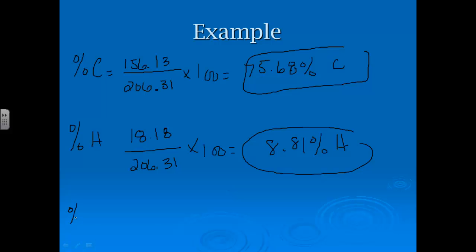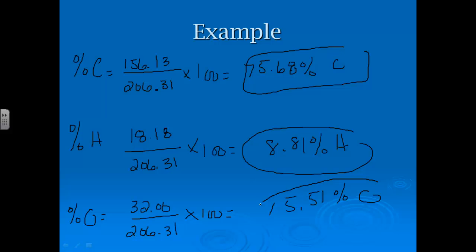And then last but not least, for your percent of oxygen, you should have had 32.00 divided by 206.31 times 100. That's going to give us our 15.51% of oxygen. Okay, and those are our percent compositions. Okay, pretty straightforward. I'm going to stop here and do a second video for the next part of this section on calculating empirical and molecular compounds.